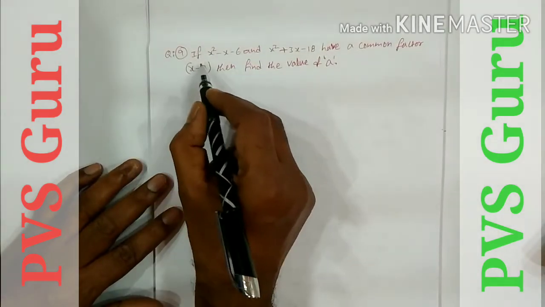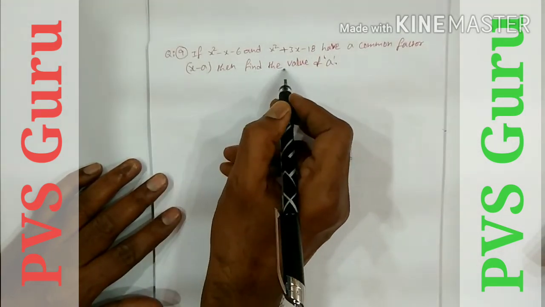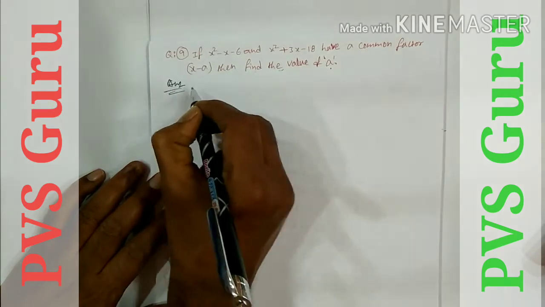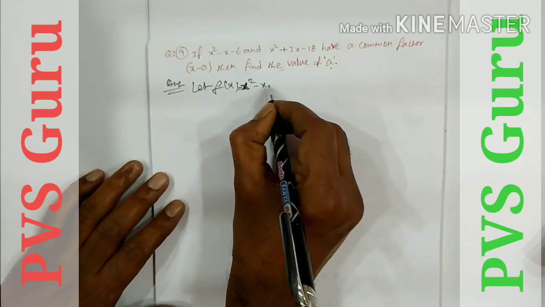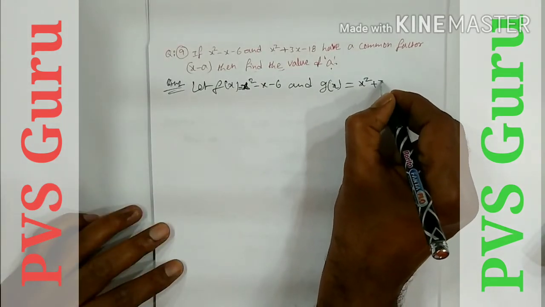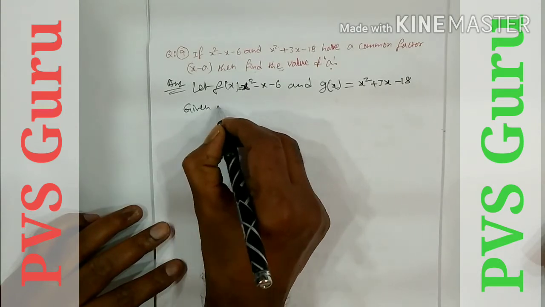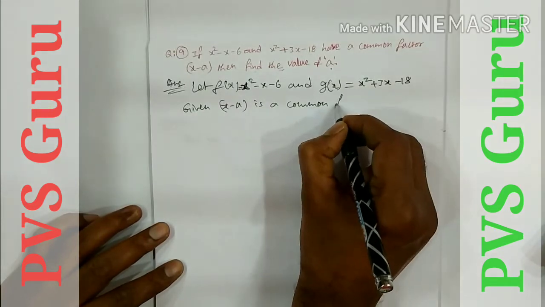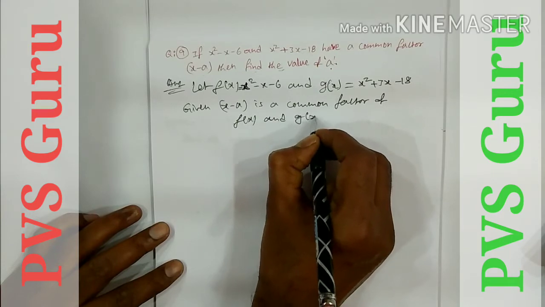Now question number 9. Given: if x square minus x minus 6 and x square plus 3x minus 18 have a common factor x minus a, then find the value of a. Similar to the 8th question, x minus a is the common factor of both. Now let f of x be the first polynomial, x square minus x minus 6, and g of x is equal to x square plus 3x minus 18. Given x minus a is a common factor of f of x and g of x.